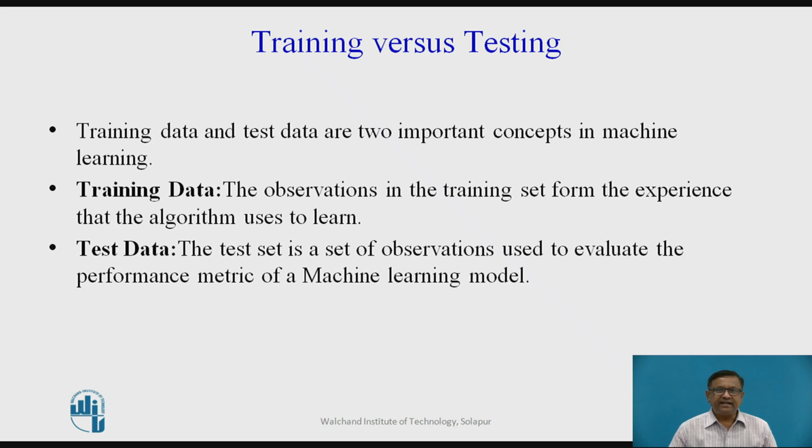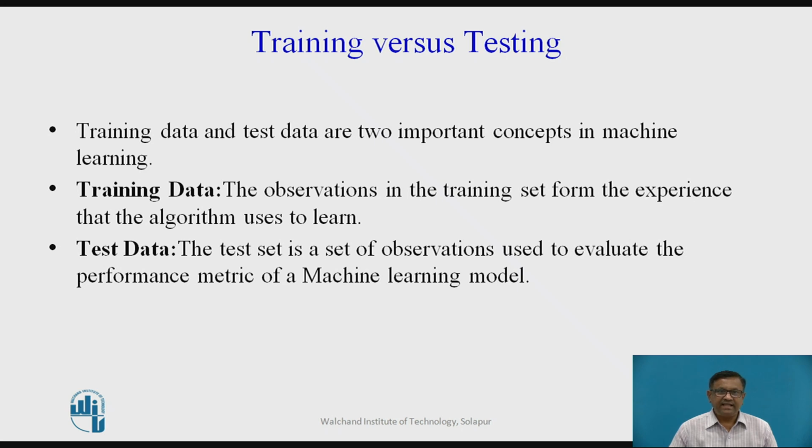So, training data and test data are two important concepts in machine learning, where the training data is the observations in the training set that form the experience that the algorithm uses to learn. So, from the data, the machine forms the experience, and that algorithm learns from the data.